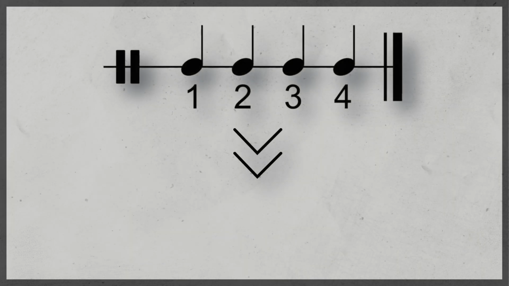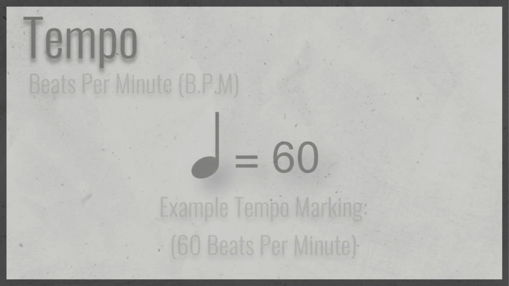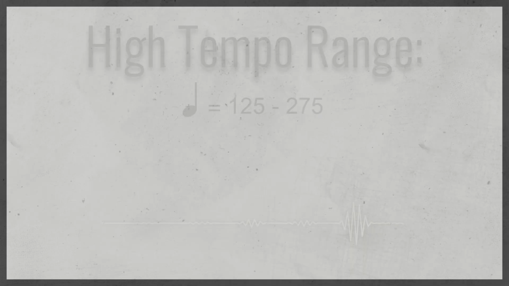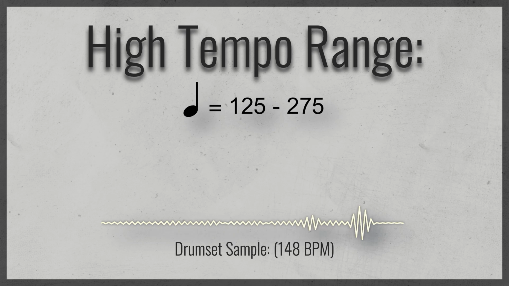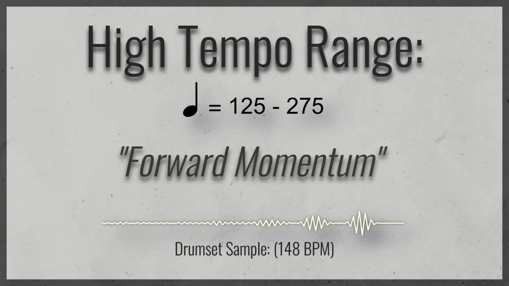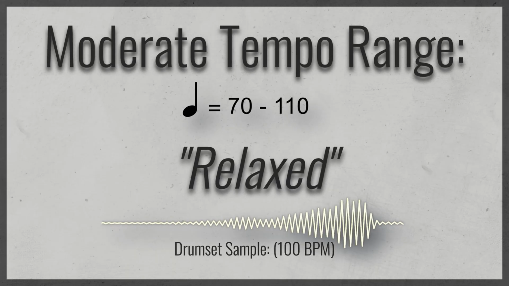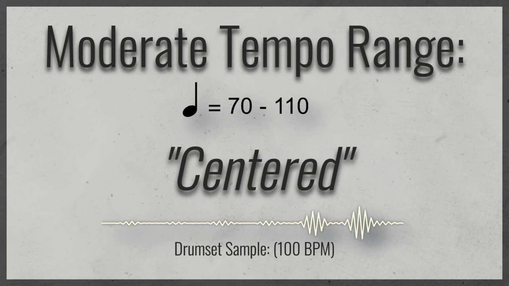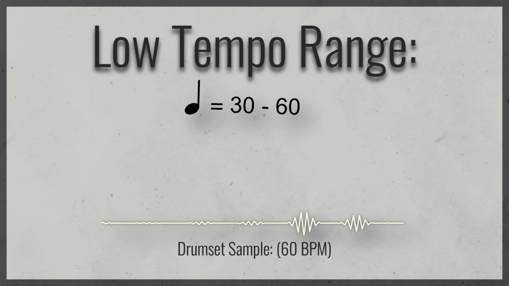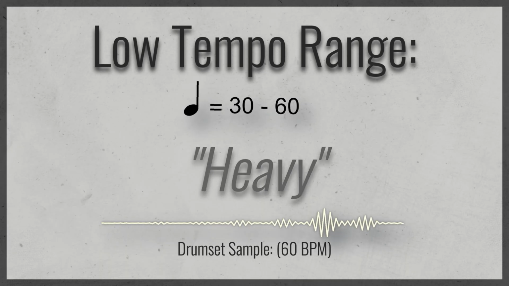With multiple beats, we have a pulse, a regularly repeating event. The amount of these regularly repeating events that occur in the span of 1 minute is called tempo, known as beats per minute. With a high or very high BPM, the tempo feels swift, lively, and animated, and it gives the music a sense of forward momentum. With a moderate BPM, the tempo will feel more relaxed, casual, and centered. A low or very low BPM will feel more broad, solemn, heavy, and sometimes majestic.